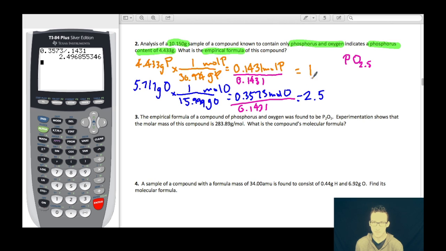So this one times 2 and this one times 2 means that the actual smallest whole number ratio isn't 1 to 2.5. No, it's 2 to 5. So my empirical formula here for this compound that consists of just phosphorus and oxygen is P2O5. Boom.